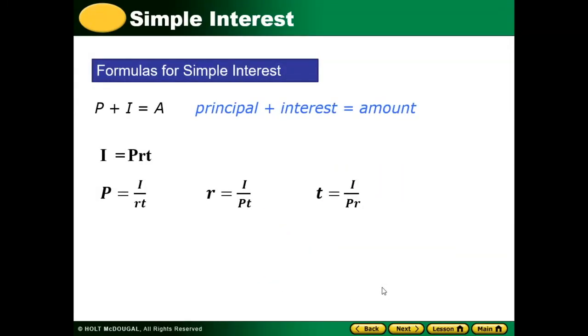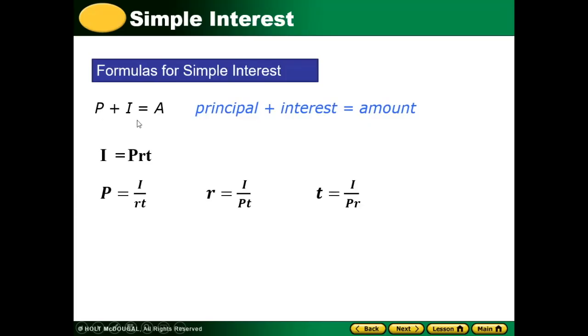We'll start with P plus I equals A, and let's backtrack. I equals PRT, so we just talked about this formula. This is the interest, the principal, the rate, and the time. In this equation, we can actually rearrange this a few ways. We can use this equation to solve for our principal if we know our interest, our rate, and our time. We can also use it to solve for rate if we know interest, principal, and time. And we can also use it to solve for time if we know I and P and R.